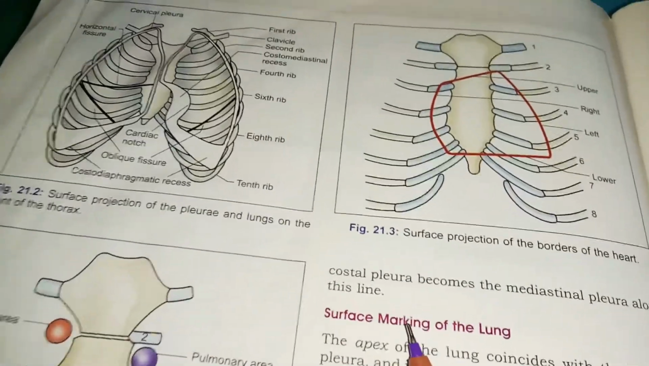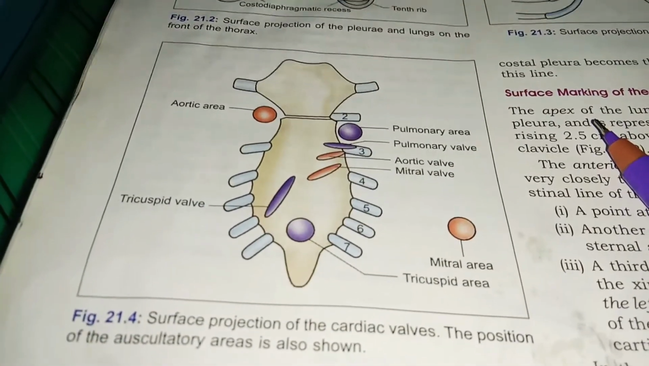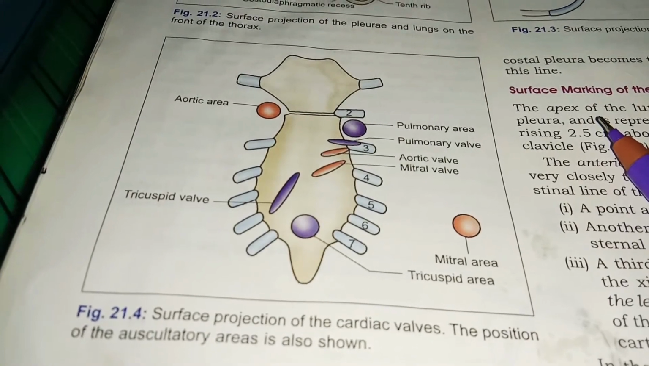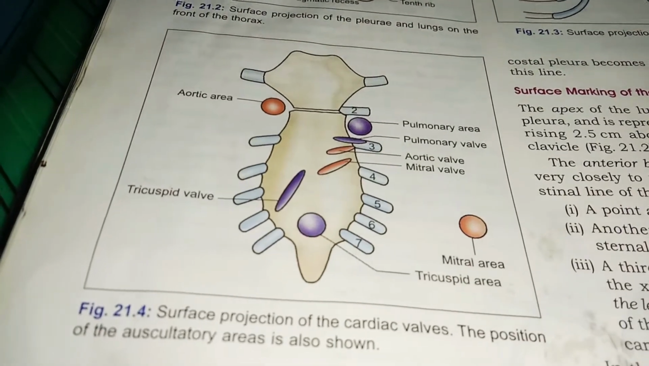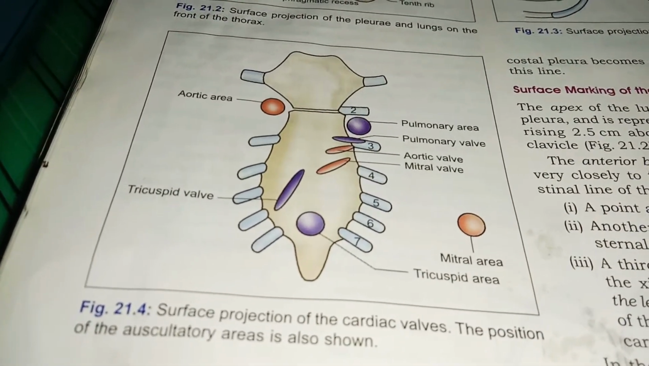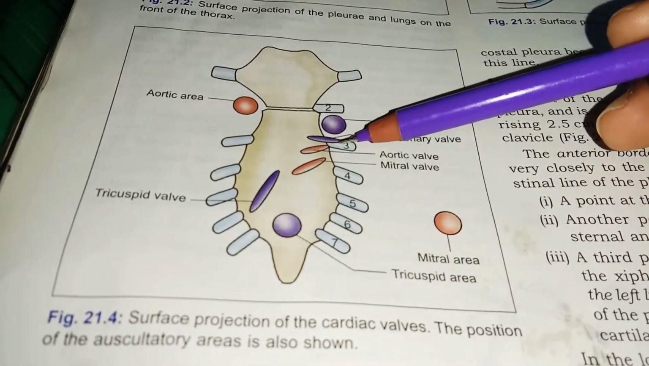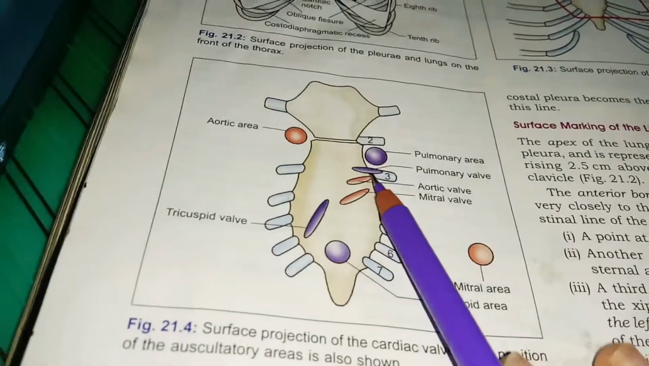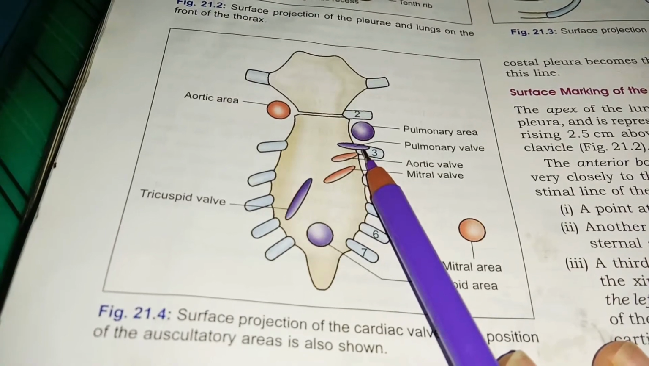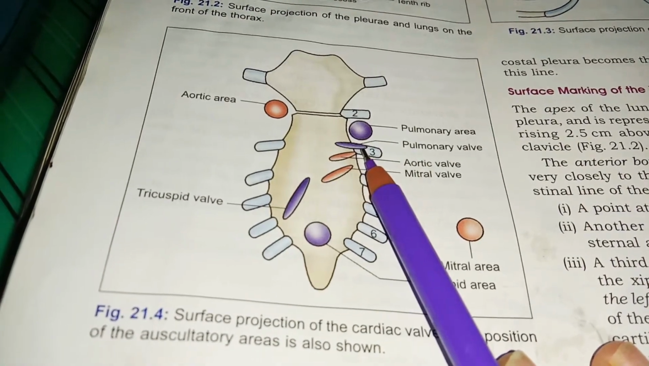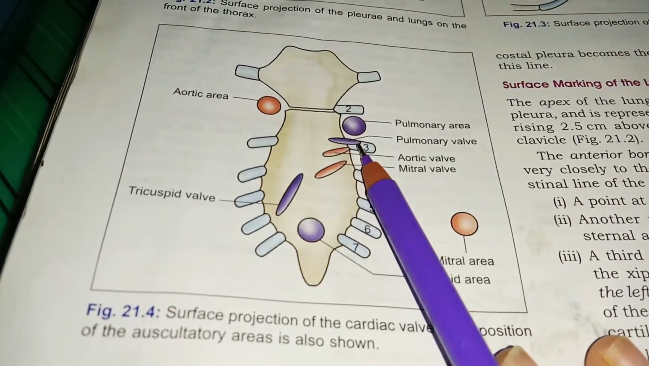Now we'll see the surface marking of cardiac valves, the auscultatory areas. The sound which is produced by closure of the valves of the heart is mainly heard by stethoscope. So the pulmonary valve is a horizontal line. It's 2 centimeters. You can see here, this one is the pulmonary valve. It's mainly 2.5 centimeters long, behind the upper border of the third left costal cartilage. So it's the third left costal cartilage, upper border, and it's adjoining the part of the sternum.